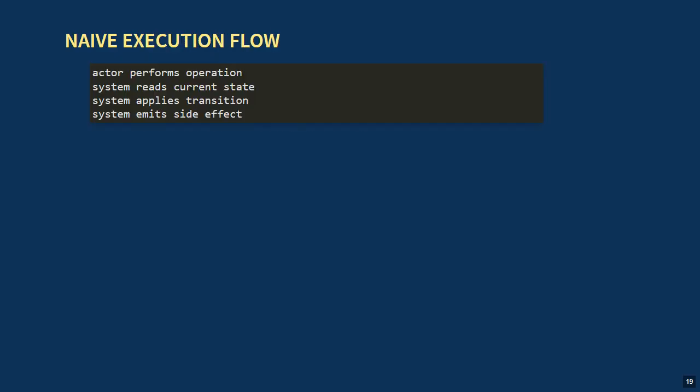This naive execution flow makes the hidden assumption visible. The code reads state, decides what to do, updates the object, and emits a side effect as if no other worker can interfere. Under concurrency, that linear story is exactly what we need to challenge with logs.